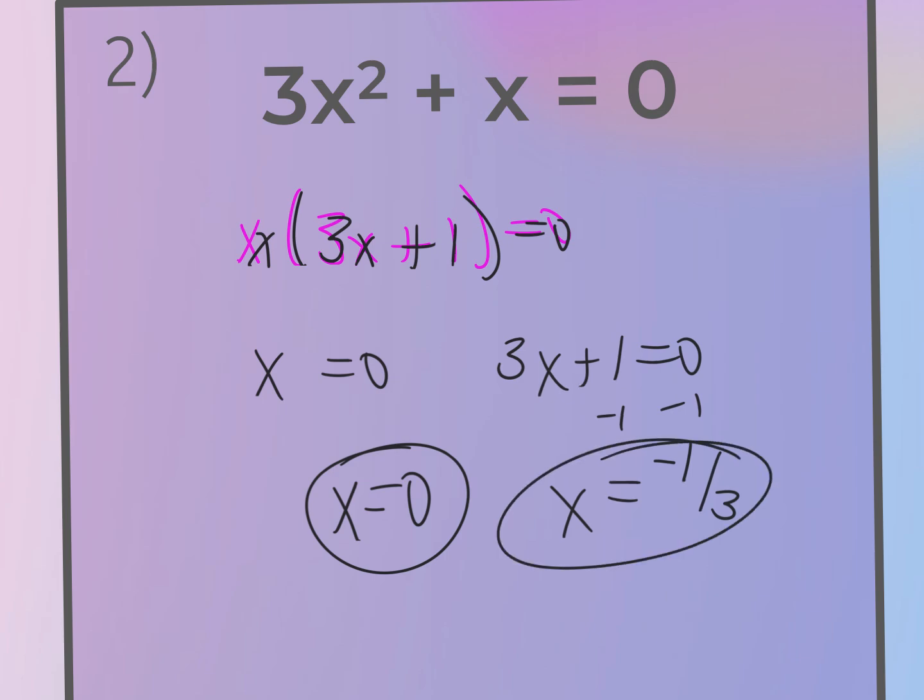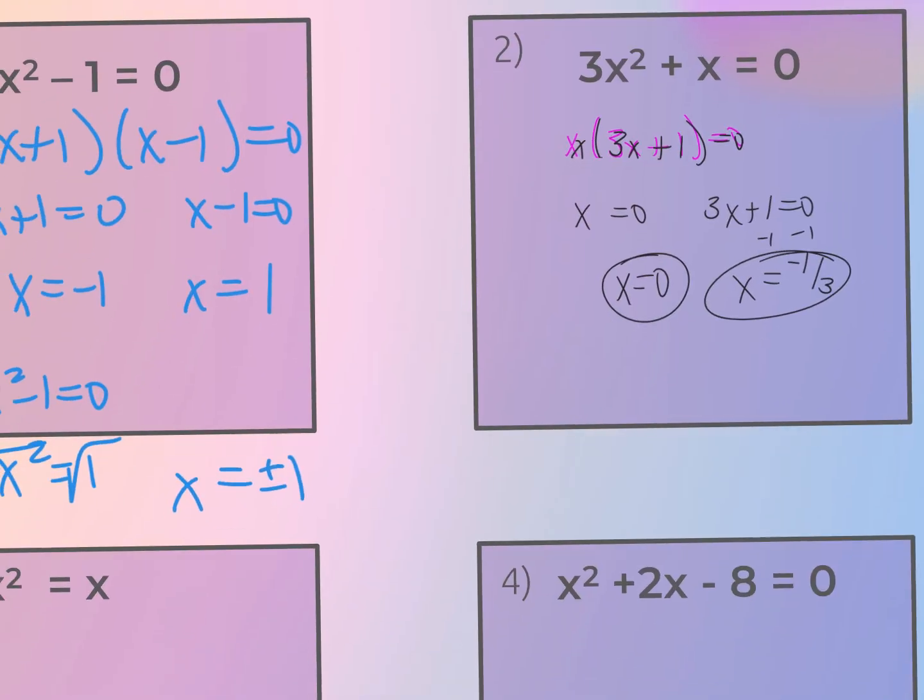Signs are super important because these x values that you're finding are where this graph, if you were to graph it, crosses the x-axis. So there's a huge difference between positive 1/3 and negative 1/3. Just be mindful of that.